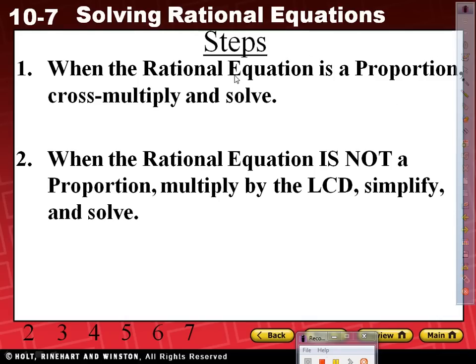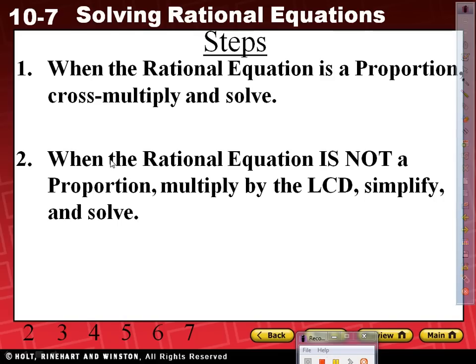Step 1: when the rational equation is a proportion, cross multiply and solve. That's step 1.